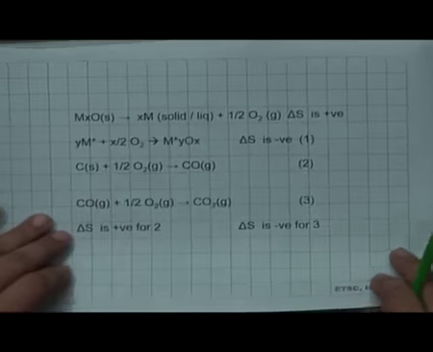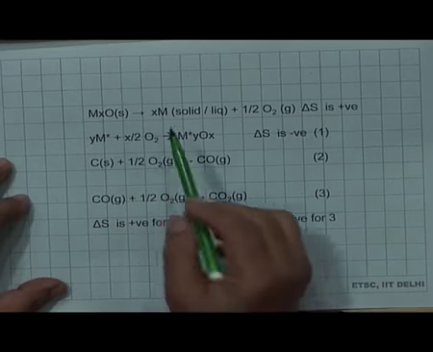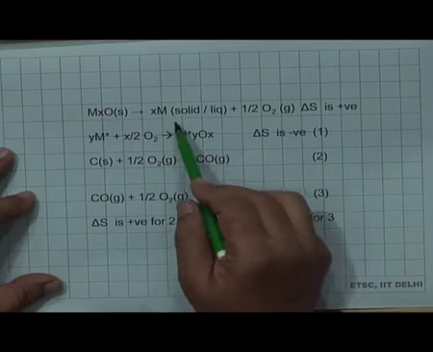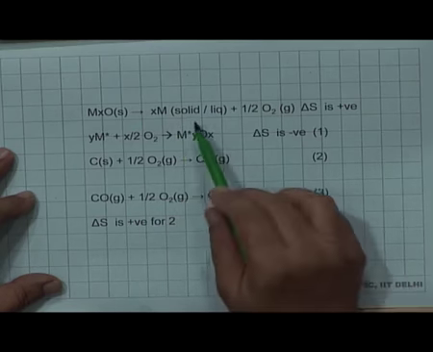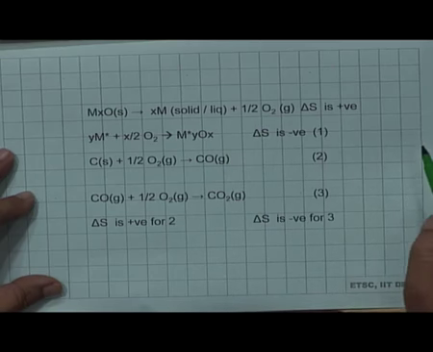Let us illustrate this point with some examples. Suppose MxO is an oxide, and we want to convert it into M, solid or liquid, plus oxygen, that is, we want to reduce it.